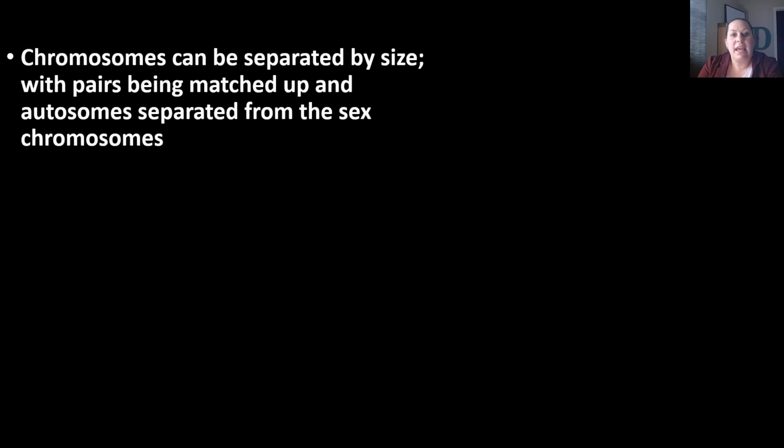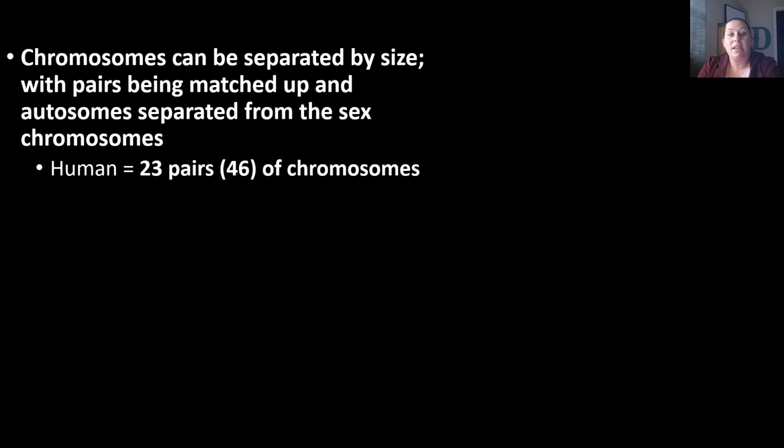Now, chromosomes can be separated by size, with pairs being matched, just like we saw with those homologous chromosomes, homologs. And this is known when we look in humans. This is what creates that 23 pairs. Okay, because pair means you have two. So you have two chromosome number 1 over here, and two chromosome number 2 over here, two of 3, two of 4, and so on. And this is what, again, creates those 23 pairs, which equals your 46.